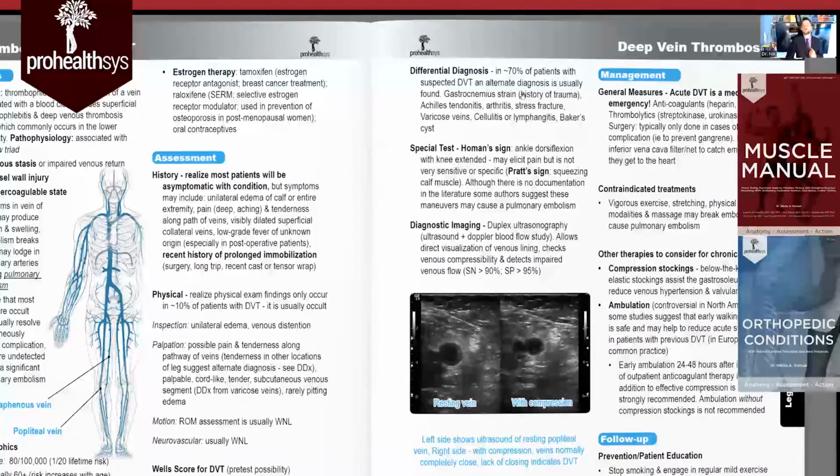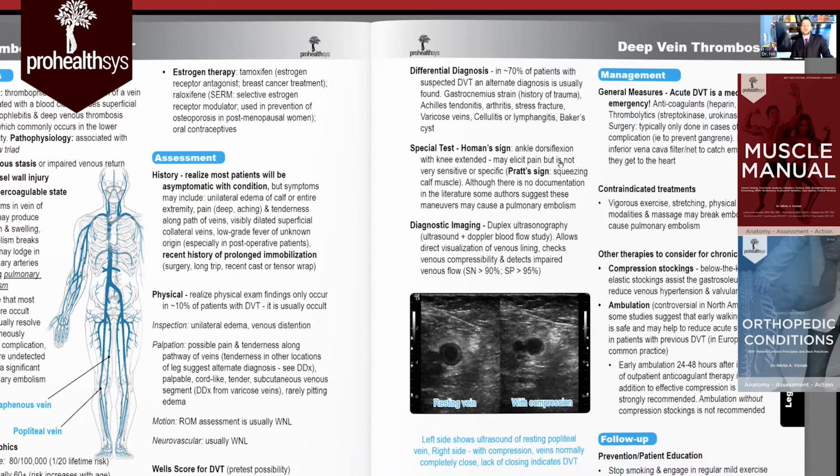In approximately 70% of patients with DVTs, an alternate diagnosis is usually found. Okay. If you suspect they have a DVT, look for other things. A detailed evaluation will save a lot of time and hassle for everybody. Alternate diagnoses could be gastroc strain, Achilles tendonitis, all of that.